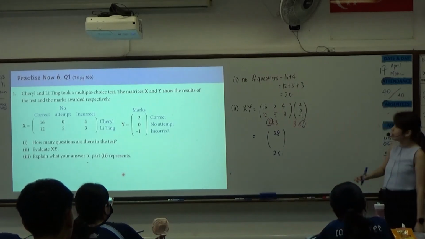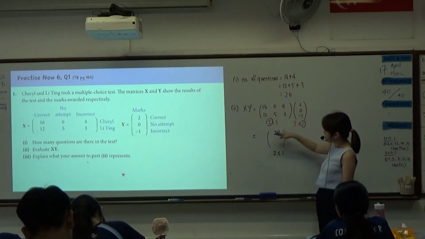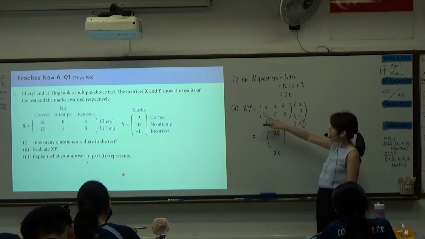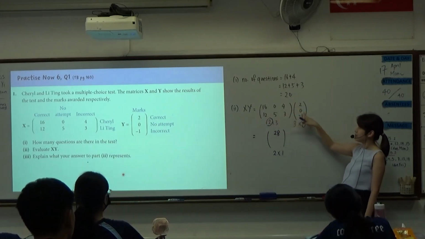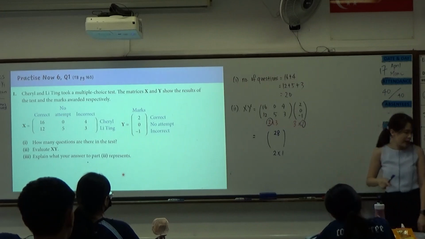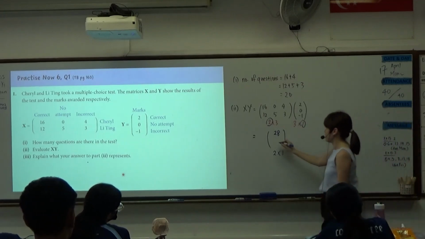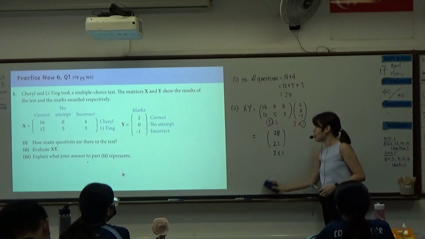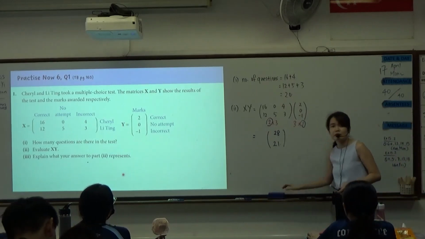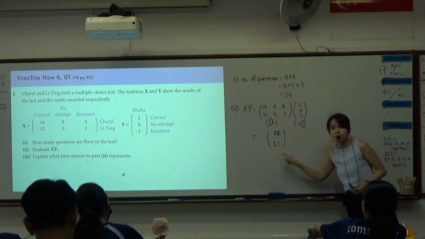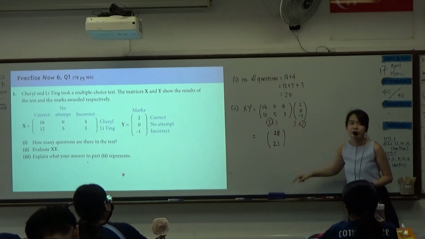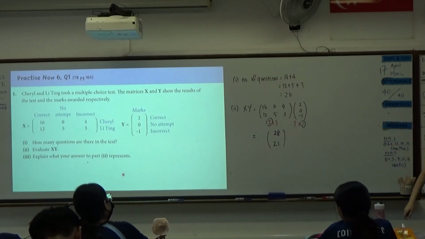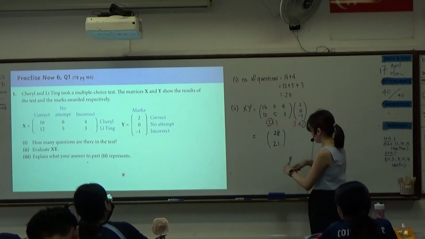Likewise, for the second row, first column, we have 12 times 2 plus 5 times 0 plus 3 times -1. And that gives us 21. You need not write down the order in your answer. You can just present the correct matrix, that will be good enough already. So no need to write the order.